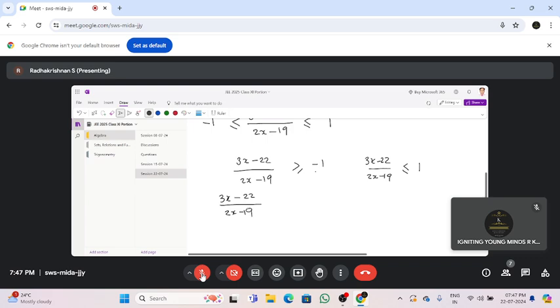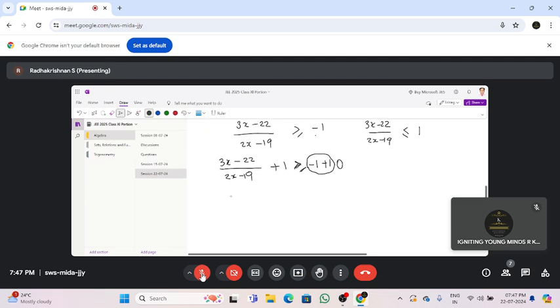In an inequality, we can add a constant value on both sides. So we add plus 1 on both sides. Minus 1 plus 1 is 0, right? So we have made it (3x minus 22) by (2x minus 19) plus 1 is greater than or equal to 0. Anything like this, we try to get as greater than or equal to, or less than or equal to, 0.